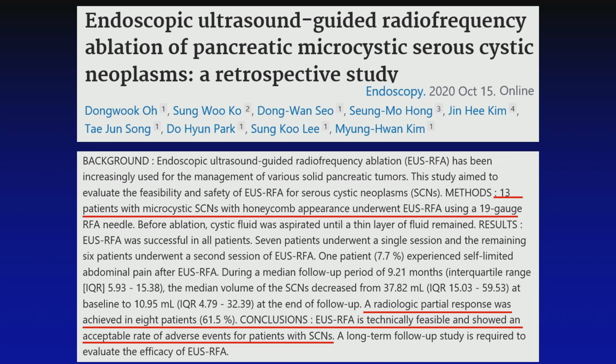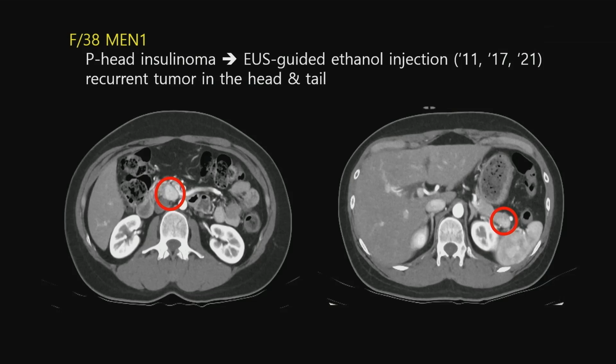However, whenever we do RFA, we always need to be very careful not to cause serious complications. This is MEN1 patient, a 38-year-old female patient. She had insulinoma and received US-guided ethanol injection 3 times, 2011, 17, and 21. Now we can see recurrent tumor in the head and the tail area.